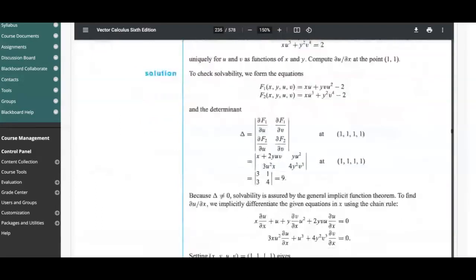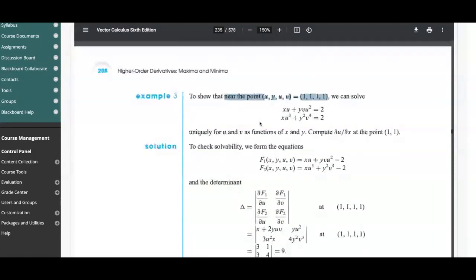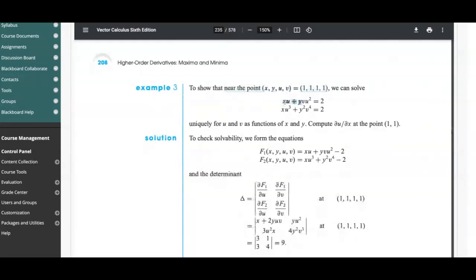All right, let's see this example. So we want to show near the point, like in 4 dimensions, we can solve these equations. So given these 2 equations, we want to show we can use this. So this point is a unique solution for u, v as functions of x and y. And then compute partial u, partial x, because we have u, v, compute partial u, partial x at the point (1, 1). Okay.